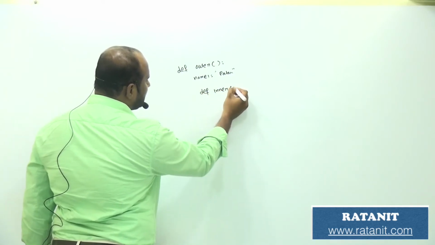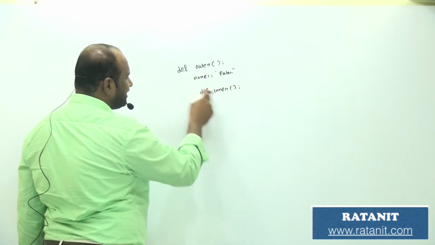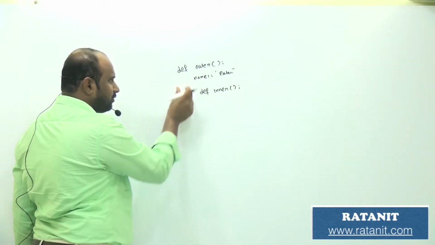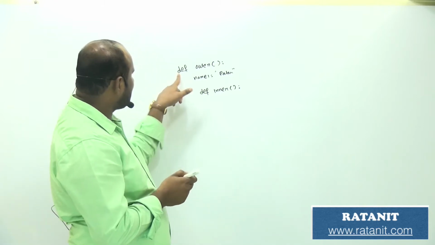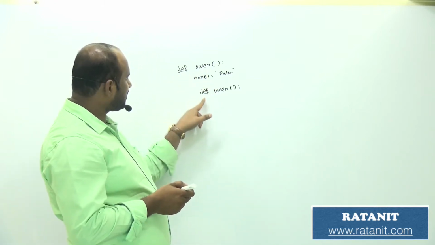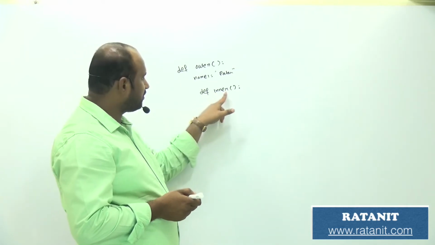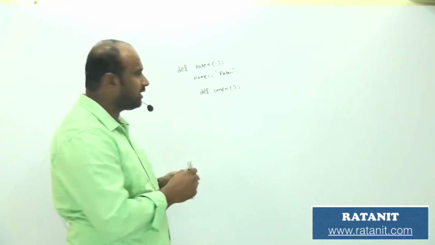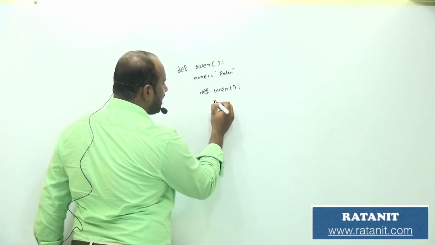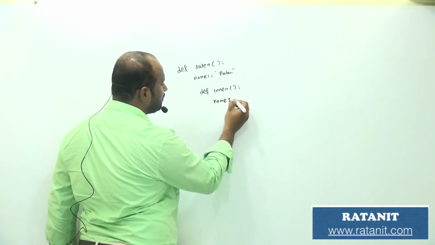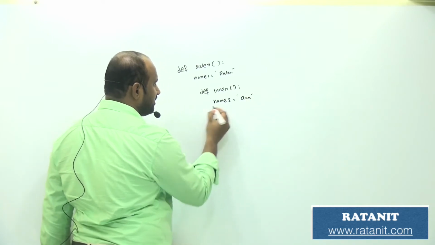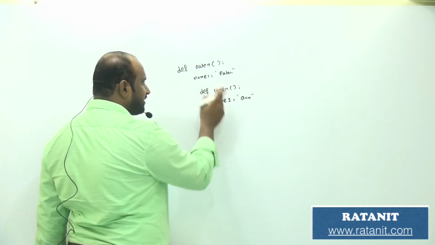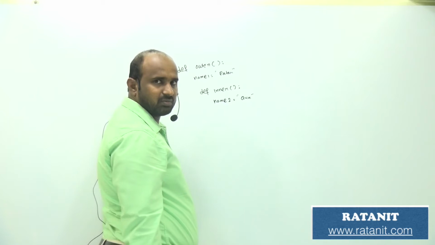Then, sir, how do we say this is outer and this is inner? By indentation, that is the format. Here I am starting the function, this is called outer. Inside the outer you can declare def, and this is called inner. In the inner, I'm declaring one more variable, name2, which is "Anu". Inside the inner function, we can access outer function variables.